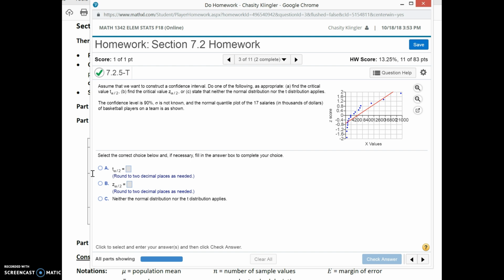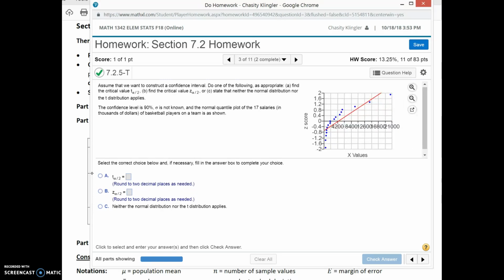So right here it says our standard deviation is not known, and then it shows us this graph. Well, if it's not known, I know I definitely cannot use the normal distribution, so I have to decide if I can use my student T distribution, the T alpha. But by looking at the graph, I can tell that that is not a normal distribution. So this one I'm going to pick neither. It's not normal, or I only have 17 salaries, so because that's not greater than 30, you can't use either one of those.